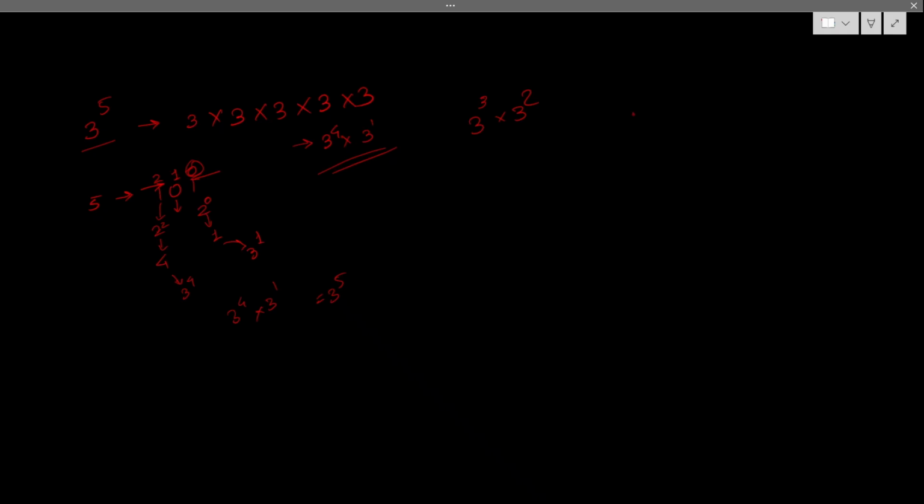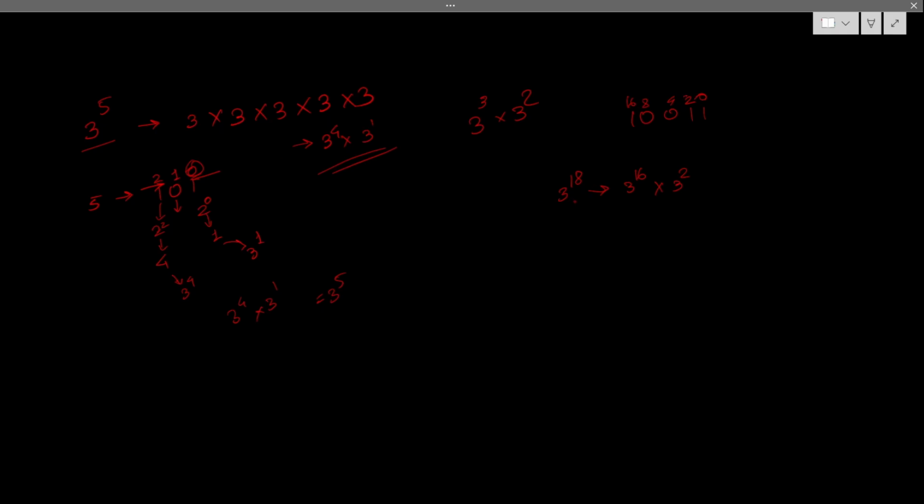Let's give another example: 1 0 0 1 0. What is the value of this? These positions are 1, 2, 4, 8, 16. Let's say 18. I want to calculate 3 to the power 18. To calculate it, I can calculate 3 to the power 16 into 3 to the power 2, and I can get 3 to the power 18.